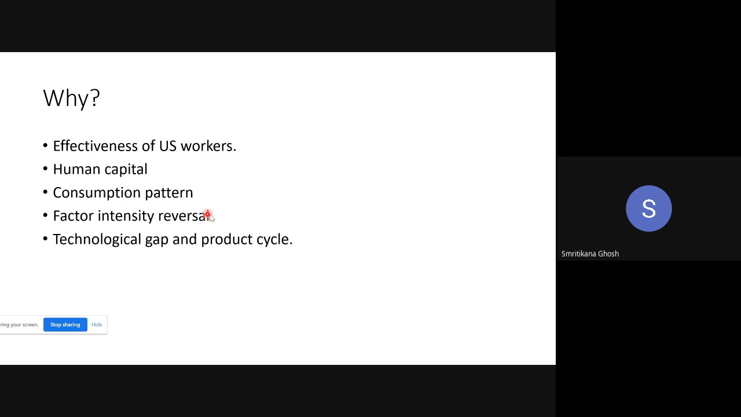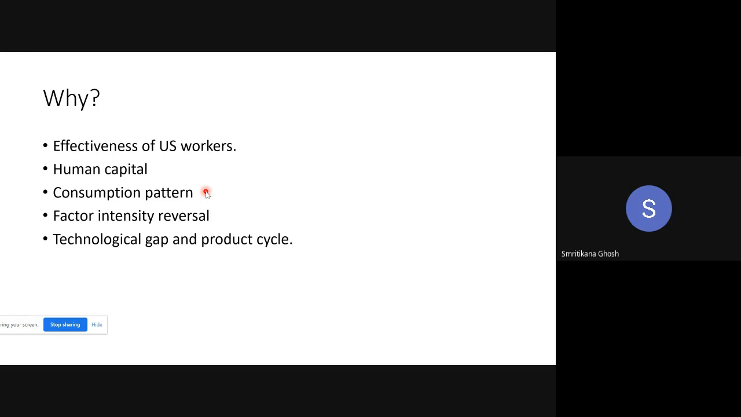The second one is the consumption pattern. Another branch of economics explains this paradox like this: the US economy is capital abundant, true. But the people of the US economy consume a lot of capital intensive commodity, so that the domestic economy is not sufficient to supply those. So the economy has to import capital intensive commodity from the rest of the world to cater to this demand. The demand for capital intensive commodity is so high that, as a capital abundant country, it is importing capital intensive commodity because the demand is very much capital biased.